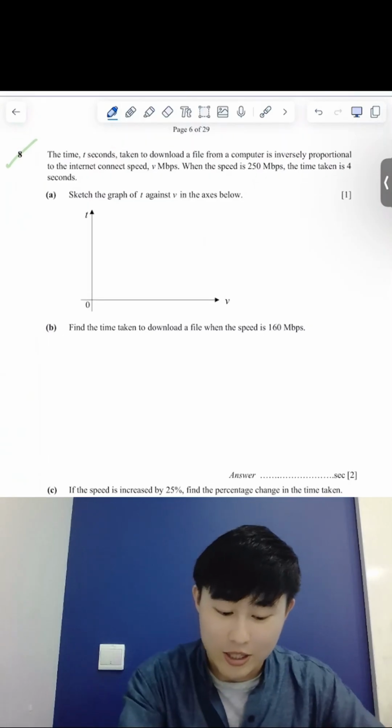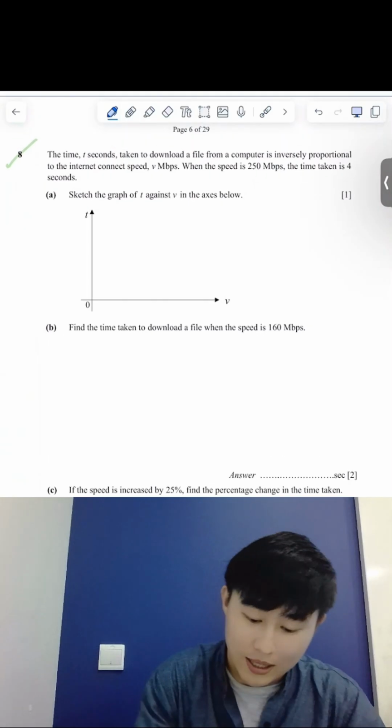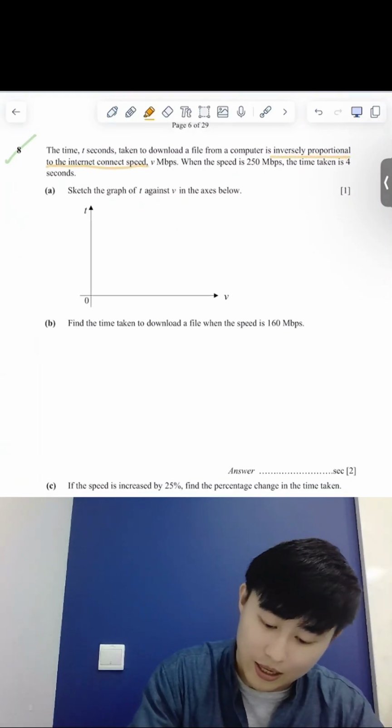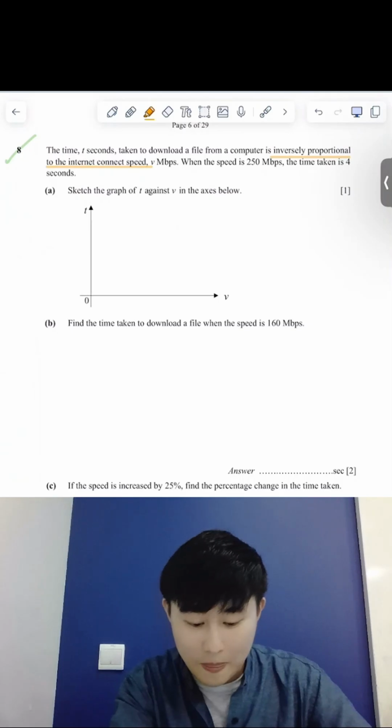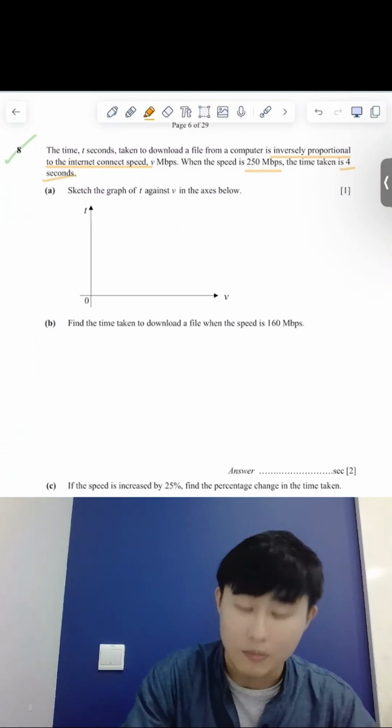So first of all, the question says this. The time taken to download a file, blah blah blah blah, is inversely proportionate to the internet connection speed. And then when the speed is this amount, the time taken is this amount.